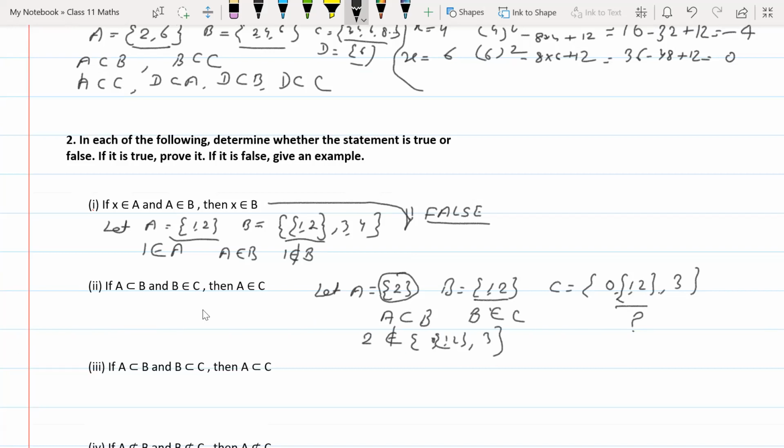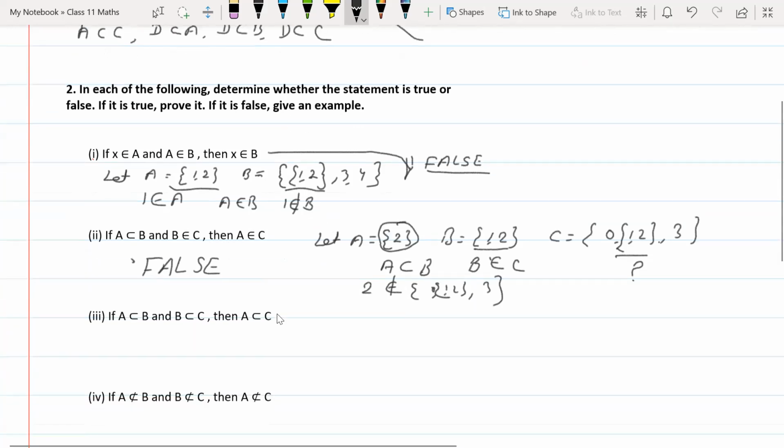We can state that this statement is also false with the example I have solved for you. This statement is again false. So it is not necessary that if A is a subset of B and B belongs to C, then A belongs to C. It's not necessary. If an element belongs to A and A belongs to B, then also it's not necessary that the element of A may be in B. I hope you understand it very well.